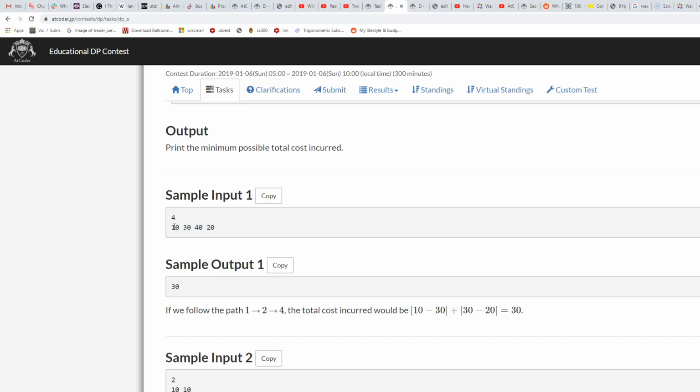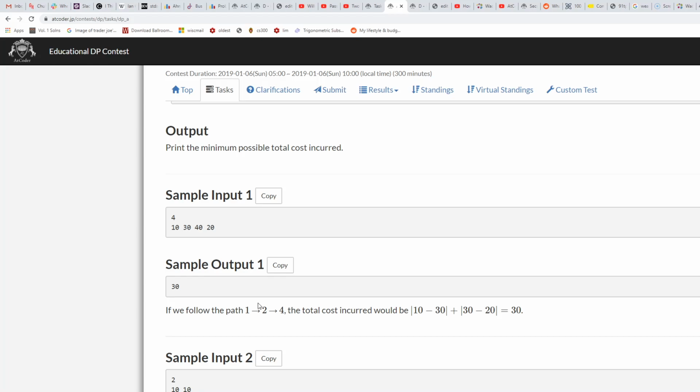That makes 4 stones. It says the minimum path here is 1 to 2, and then from 2 to 4, which is totally correct, because you can either take 1 or 2 hops at each time. So the minimum would be 1 to 2, which is 1 hop, and then 2 to 4, which is 2 hops.